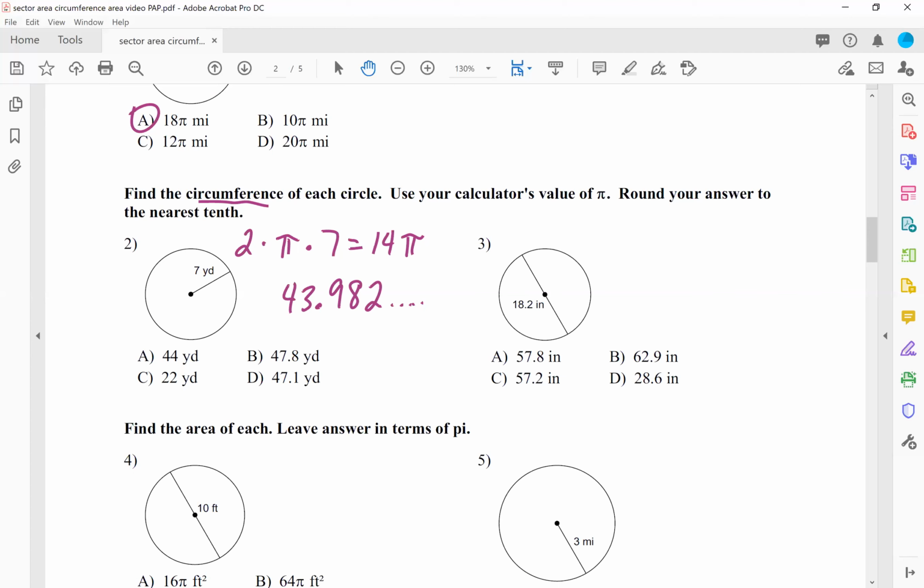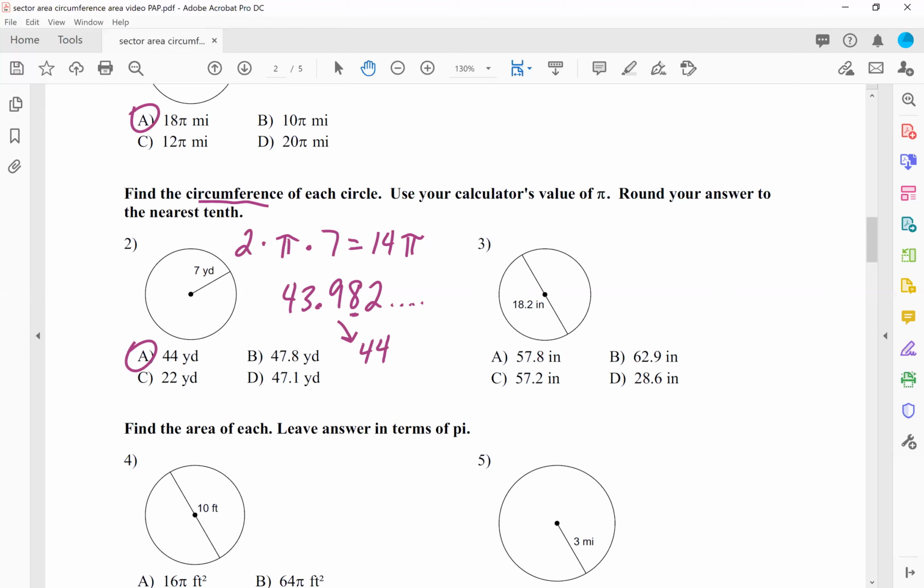Okay, nearest tenth. That means I have to look at my hundredths place, and if it's 5 and up, I round up. So here an 8, that's definitely above 5. So it's going to make this 9 go up. So the whole thing is going to go to 44. So 44 yards would be our circumference.